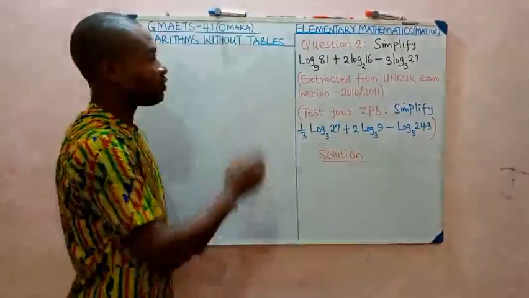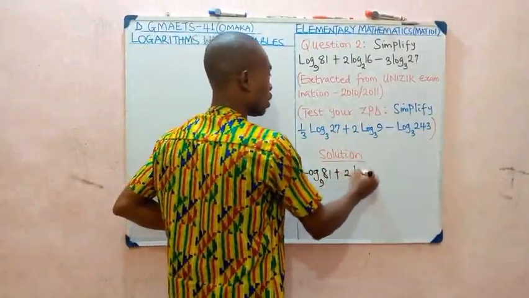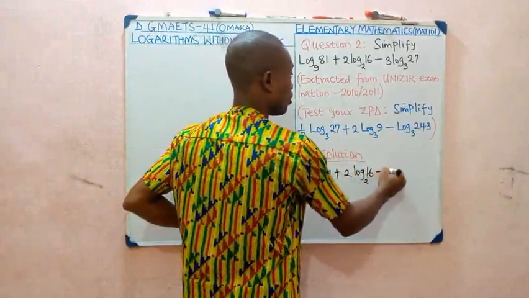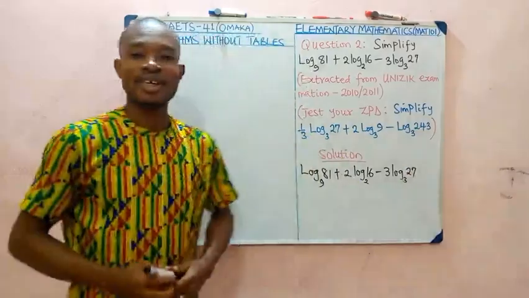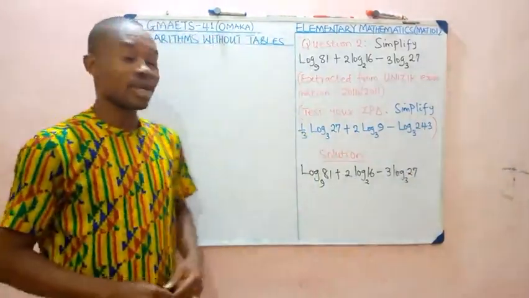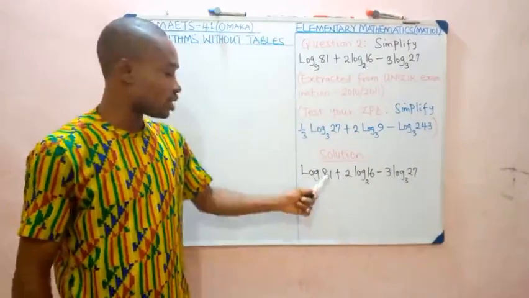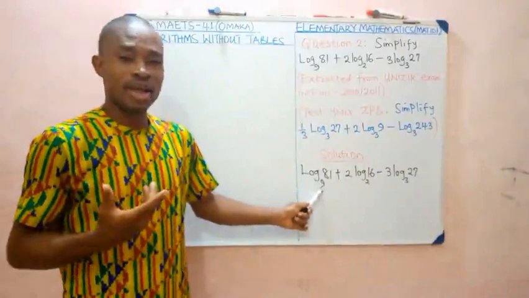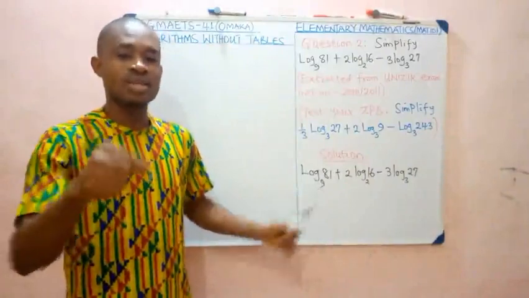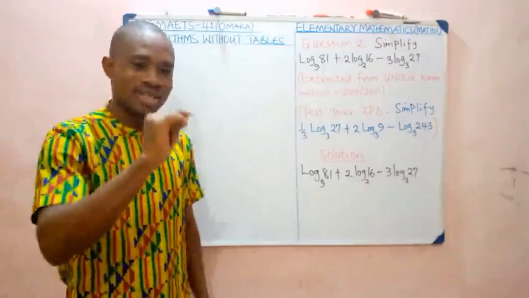Now, how do we approach this question? Log 81 base 9 plus 2 log 16 base 2 minus 3 log 27 base 3. It's a simple one, but we can actually get the answer even without writing anything. We can work it out with our brain. For example, this 81 is to the base of 9, and I ask myself, is there a way I can break 81 into 9 raised to a given power? Of course, 81 is the same as 9 raised to power 2.